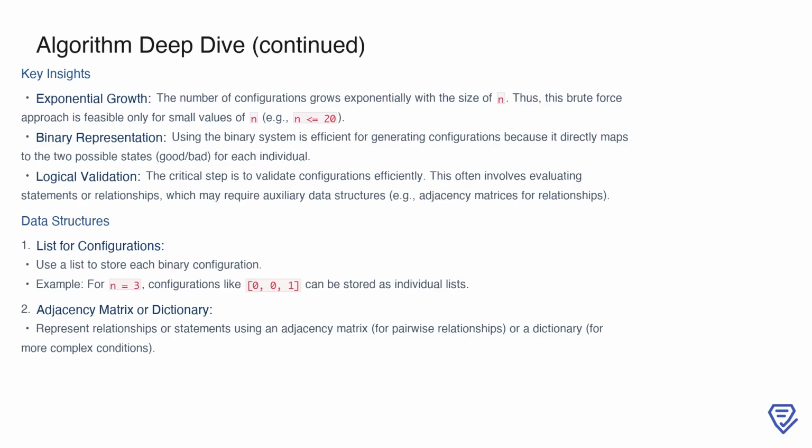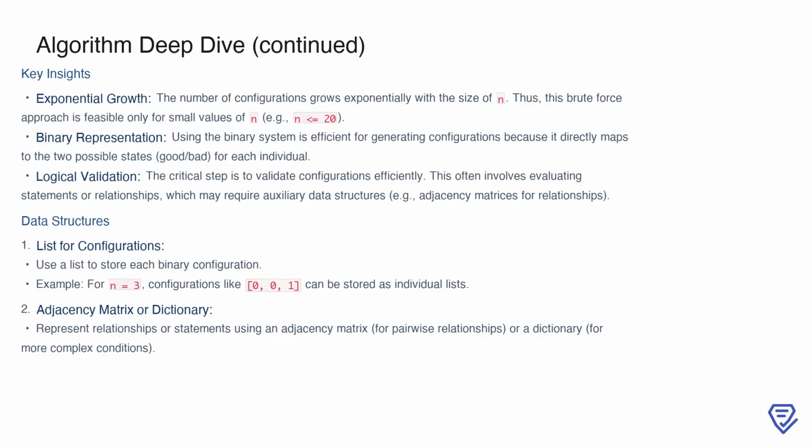The most critical part of the process, however, is validating the configurations. Efficient validation often requires evaluating statements or relationships, and auxiliary data structures can help here. For instance, an adjacency matrix could represent pairwise relationships, while a dictionary could handle more complex conditions. These structures enable us to manage the logical checks with greater efficiency.